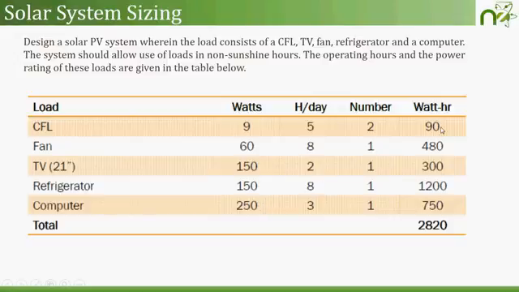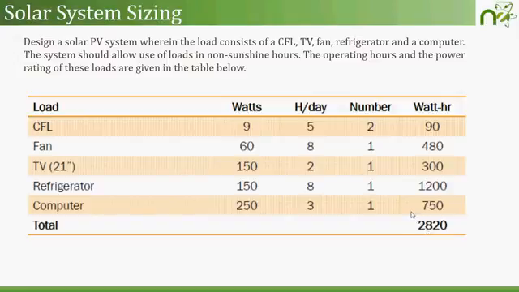So how is watt hour calculated here? Watt hour is nothing but watts into hours per day into numbers. So 9 into 5 is 45, and 45 into 2 is 90. The same is repeated for all other appliances. So your energy requirement is 2820 watt hour. If you want to convert it into kilowatt hour, divide it by 1000, and it will be 2.82 kilowatt hours, or 2.82 units, which is approximately 3 units in a day. So this is all about your load requirement.